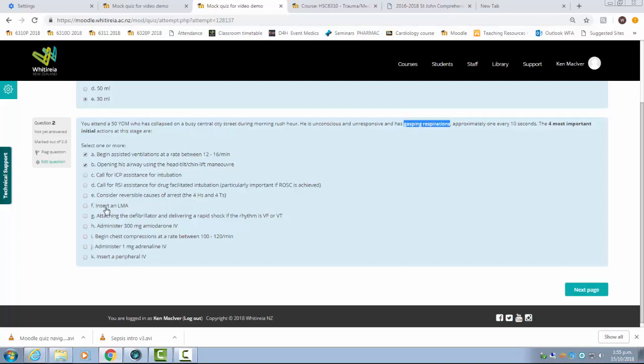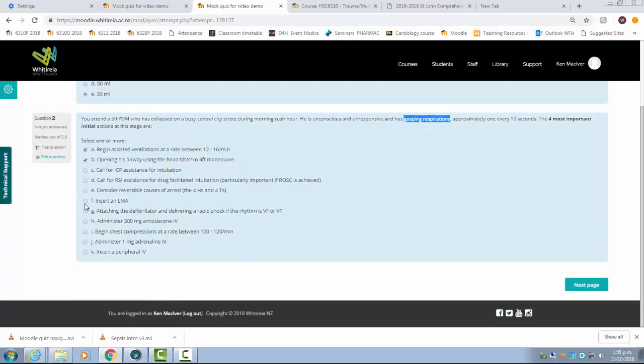Insert an LMA, not straight away. I mean, that would be a really good thing to do, but we've got important other things to do immediately, and we do have an airway with our manual maneuvers, so not yet. Attaching the defibrillator and delivering a rapid shock. If it's a shockable rhythm, absolutely.